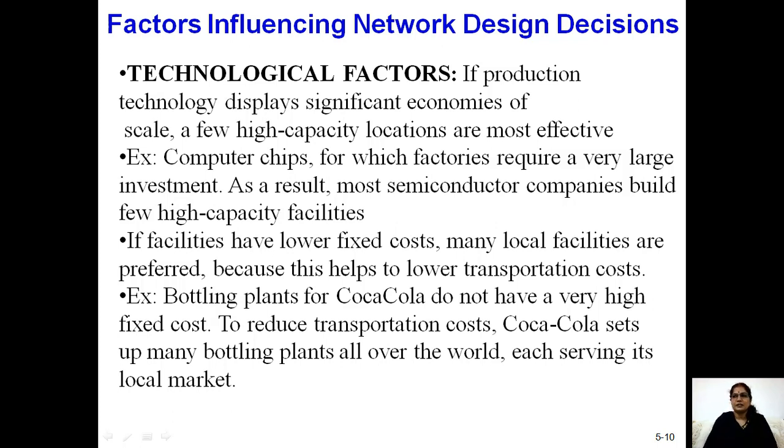For example, computer chips, for which factories require very large investment. So it is better to go for a few high capacity facilities. Whereas if facilities have lower fixed costs, then many can be preferred. For example, bottling plants for Coca-Cola. They don't need high fixed cost. So just to reduce the transportation cost, many bottling plants all over the world can be set up just to serve the local market.